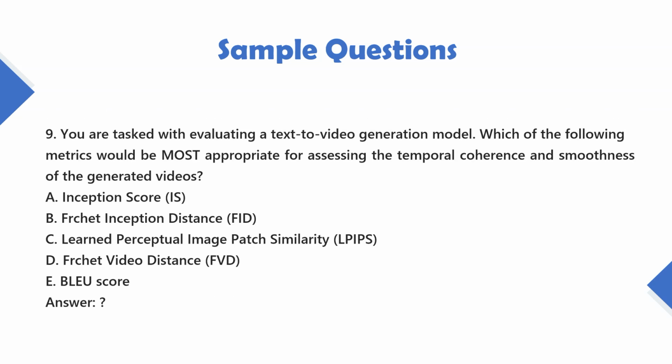9. You are tasked with evaluating a text-to-video generation model. Which of the following metrics would be most appropriate for assessing the temporal coherence and smoothness of the generated videos? A. Inception score, IS. B. Fréchet inception distance, FID. C. Learned perceptual image patch similarity, LPIPS. D. Fréchet video distance, FVD. E. BLEU score.